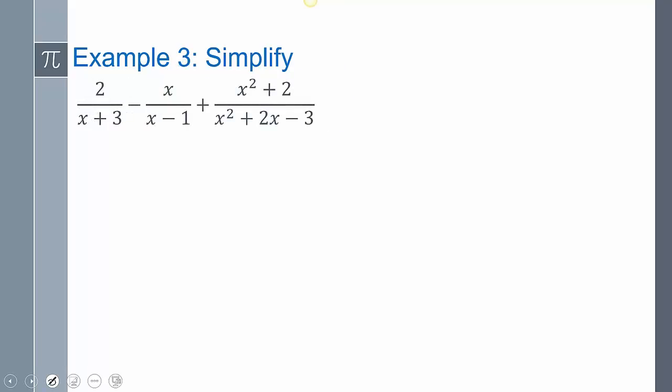Turning up the heat. So now for this one, I have a factor of x plus 3. I have a factor of x minus 1. That's a massive factor, x squared plus 2x minus 3. I'm going to have to factor it. So that factors into, see, factors of 3 that add to 2. So that's going to be x plus 3 and x minus 1. Well, that's convenient. So now I'm just going to rewrite this.